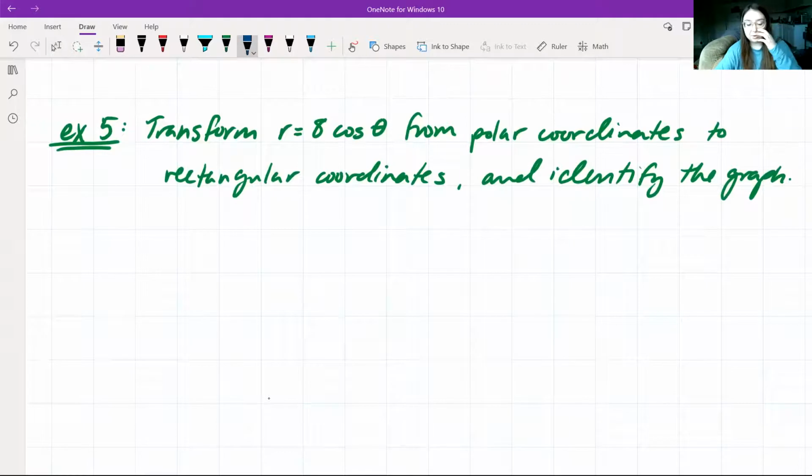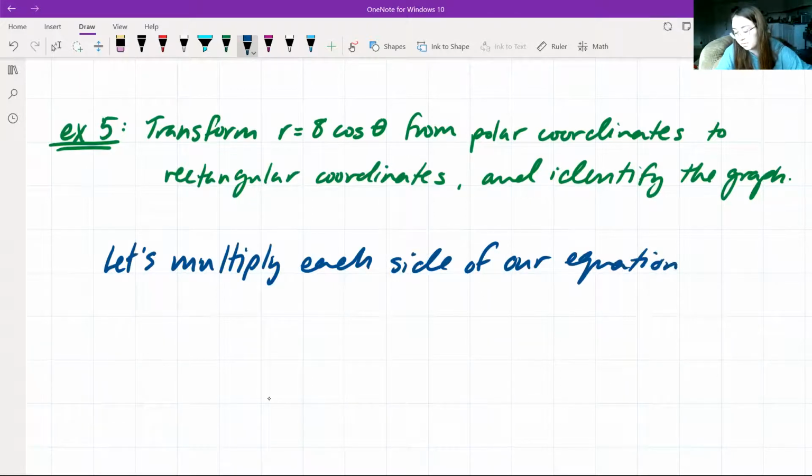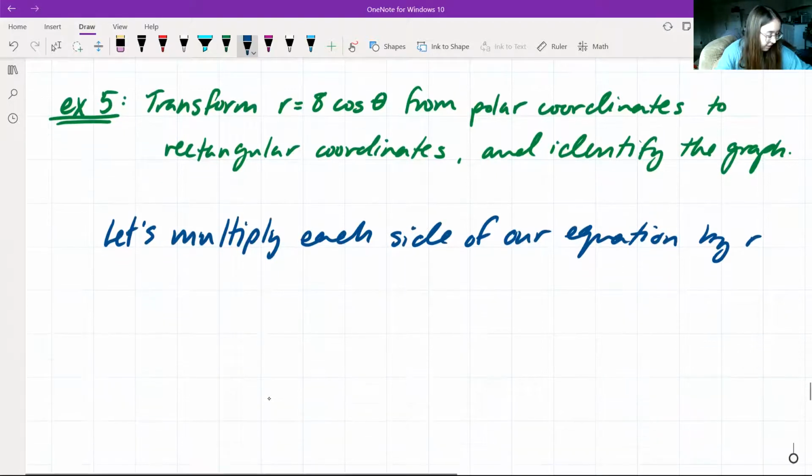So example 5, we want to transform r is equal to 8 times cosine of theta from polar coordinates to rectangular coordinates. And then we want to identify the type of graph that we're drawing out. So what we're given here is our polar coordinates, and we're going from polar coordinates to rectangular coordinates. So what we can do is multiply each side of this equation by r.